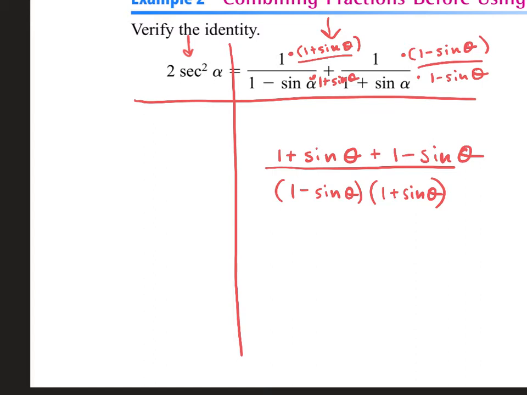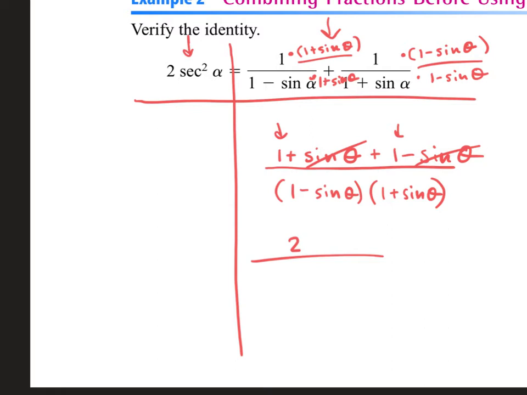Yeah. Well, we can condense it. Olivia said combine like terms. So we have a 1 plus a 1, so that would give us 2. What happens to sine theta minus sine theta on the top? It cancels. So we have 2 on the top. And then what should we do on the bottom? We want to condense this.